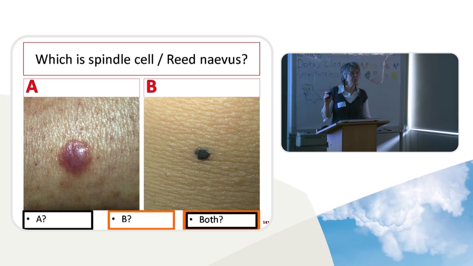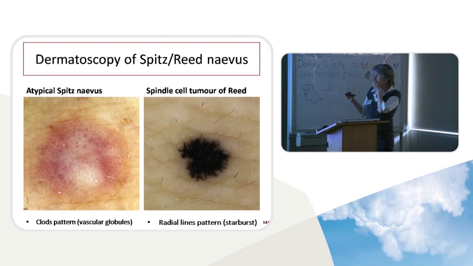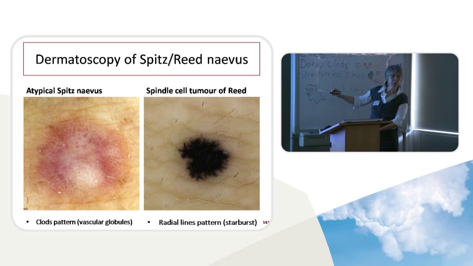I don't really want to talk anymore on Spitz because they're really uncommon. We've got a lot of other stuff to cover. But they have nice dermoscopy with a clod pattern, which is either red or pigmented. And this kind of blue one is like a blue nevus, deep in the skin. They tend to look a bit like a blue nevus, but they're blacker.